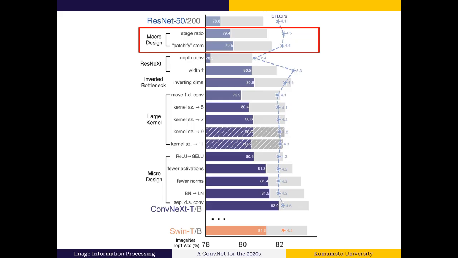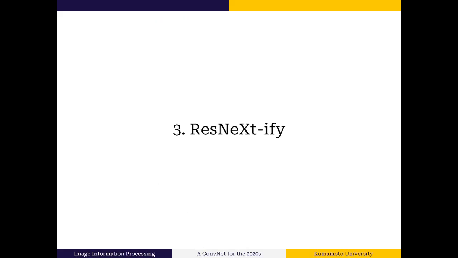There we are in the chart after applying the macro design techniques. We increased the accuracy by some amount, but the flop is also increased. The third category is mimicking ResNeXt, which is the improved version of ResNet.